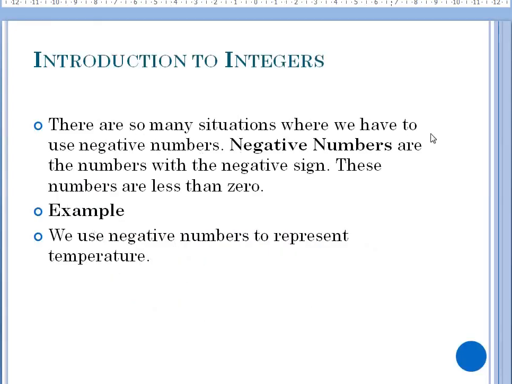There are so many situations where we have to use negative numbers. Negative numbers are the numbers with the negative sign. These numbers are less than 0. Negative sign means minus sign. We use negative numbers to represent temperature. So suppose 10 degrees Celsius above 0 is plus 10. Suppose 5 degrees Celsius below 0, it should be minus 5.